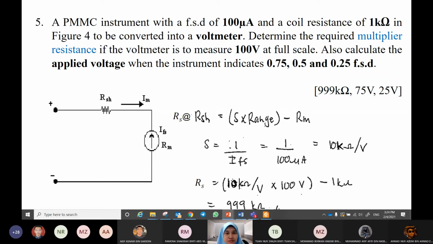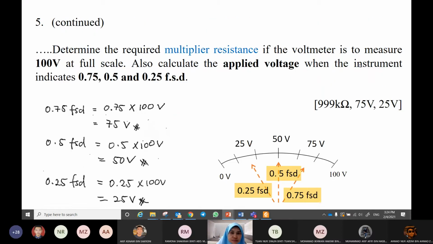What is the voltage? What is the measured voltage or the applied voltage? How about when the needle indicates half, 0.5 of the scale, and how about at 0.25? So we know that the full scale range of the meter is 100 volts. So if 0.75, meaning 0.75 multiplied with 100, we get 75. Same goes for 0.5, we get 50. 0.25, we get 25 volt.